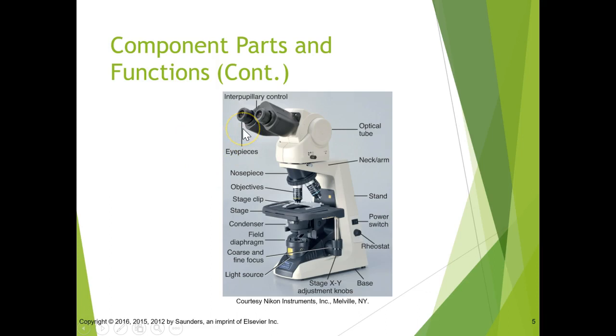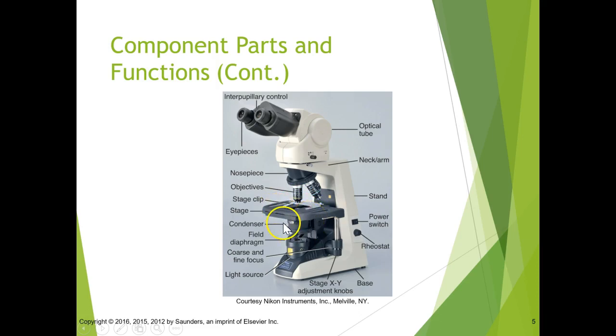The eyepieces on top, which hold the oculars. The interpupillary controls where you can move those back and forth. The optical tube is what brings the image from the objectives up through to the eyes. The neck or arm and stand is what you can usually hold onto when you carry it. Okay. The nose piece houses these objectives. There's going to be a few of them we'll talk about in a minute that have different magnifications. The stage clips here hold the slide in, which sits on the stage.